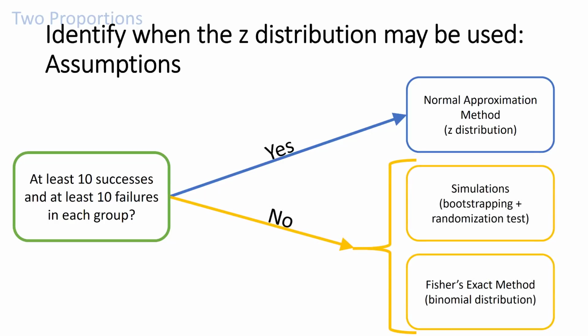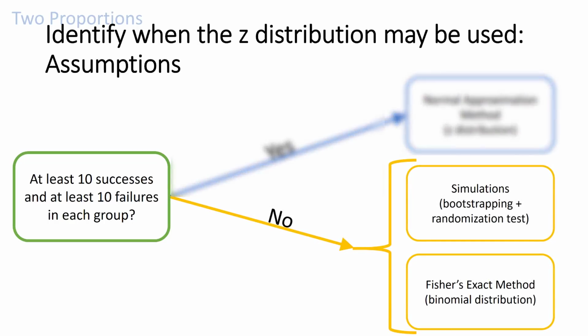If this assumption is not met, then you have two options. You can use the simulations that we learned in lessons 4 and 5. Recall we learned how to make a bootstrap confidence interval using StatKey, and we learned how to conduct a randomization test in StatKey. Or, your second option is to use Fisher's exact method, which is based on a binomial distribution. We are not covering this method in this course.